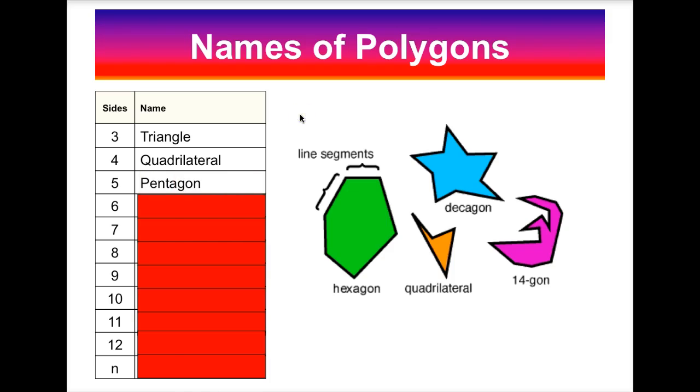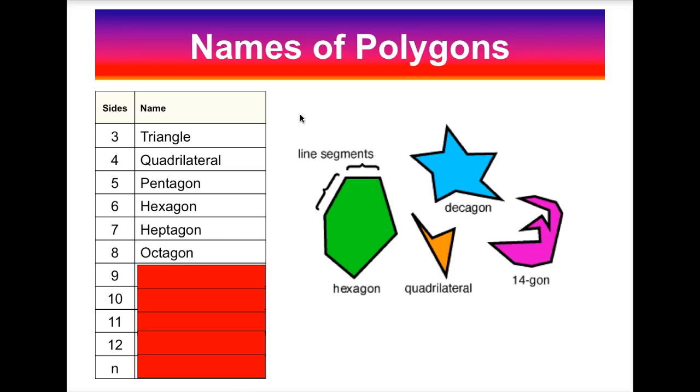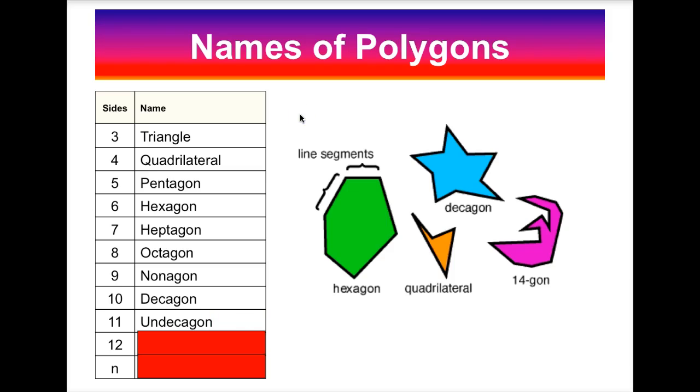5 sides is a pentagon. 6 sides is a hexagon. What about 7? That's a heptagon. 8 you're familiar with, that's an octagon. 9 is a nonagon. 10 is a decagon. 11 is an undecagon. And 12 is a dodecagon. If we just want to use a generic term, we could call it an n-gon.